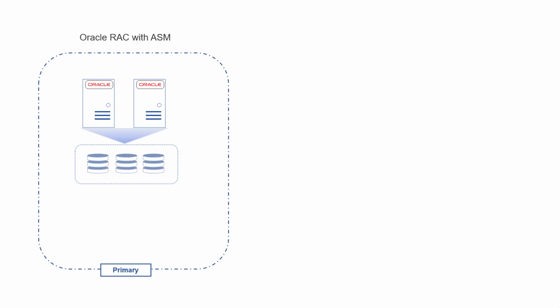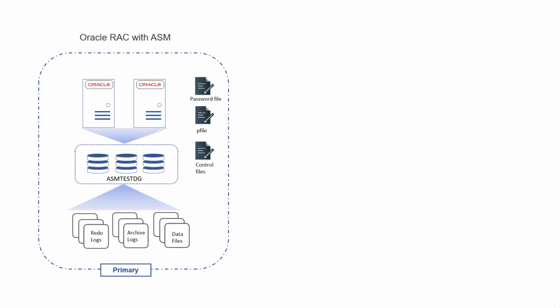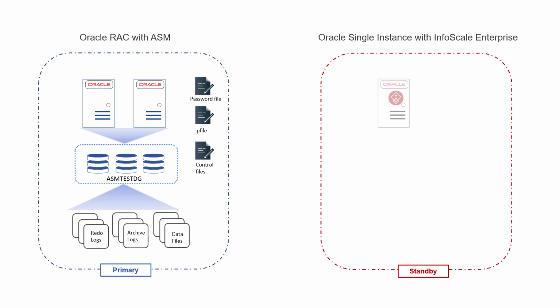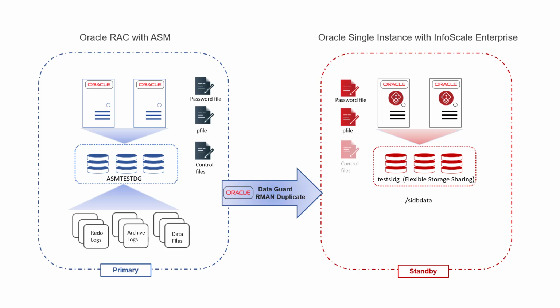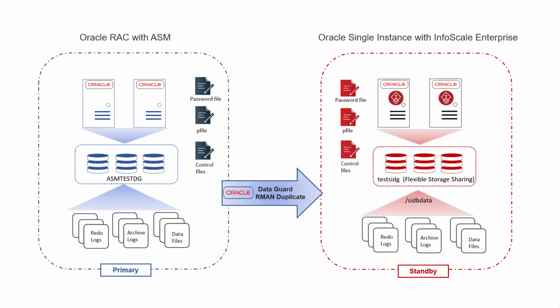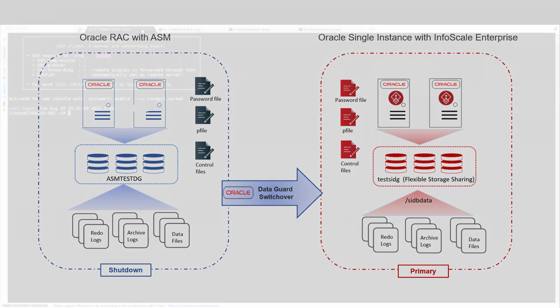At a high level, this demo involves an Oracle RAC configuration of 2 nodes with Automatic Storage Management as a primary database, and Oracle Single Instance deployed on a 2-node InfoScale Enterprise configuration as a standby database. Oracle Data Guard with RMAN is used to first duplicate the data from the Oracle RAC primary database to the standby Oracle Single Instance with InfoScale, and then a switchover is conducted to make the standby the primary database.